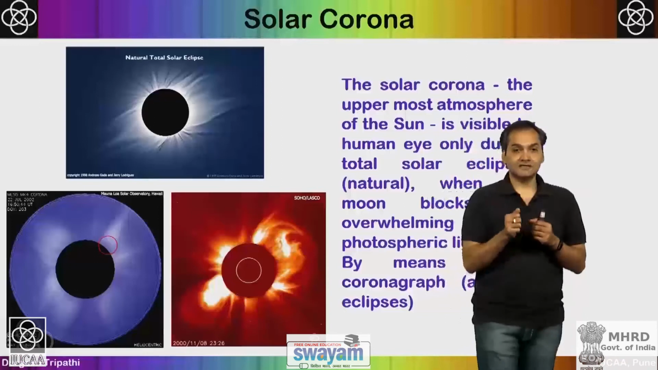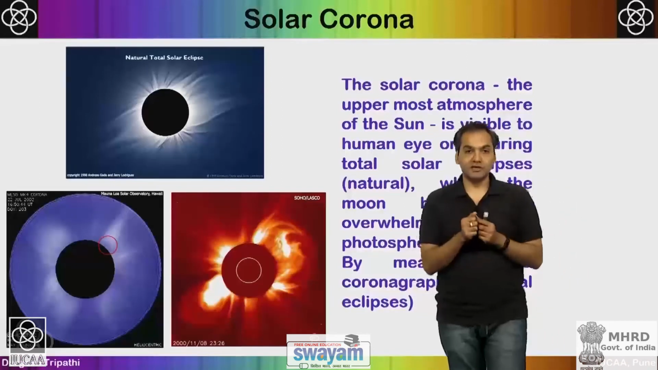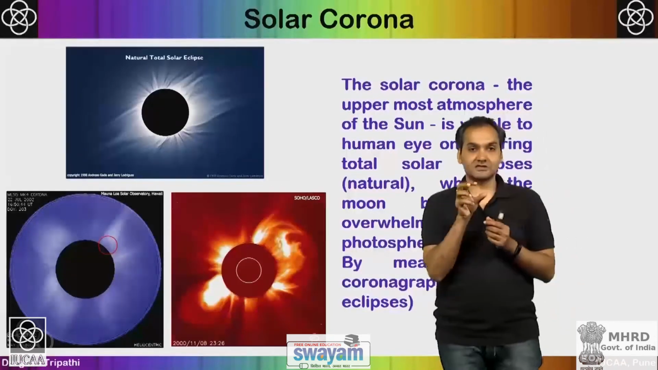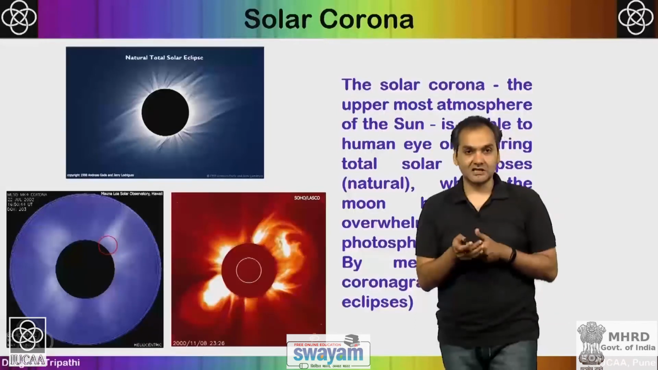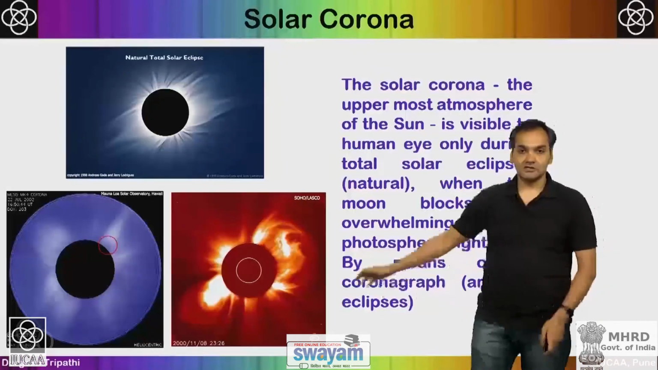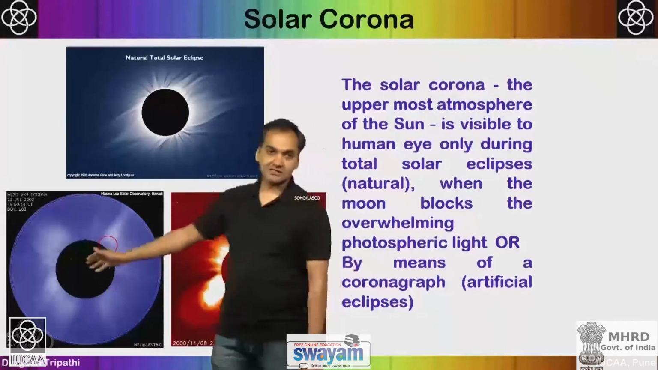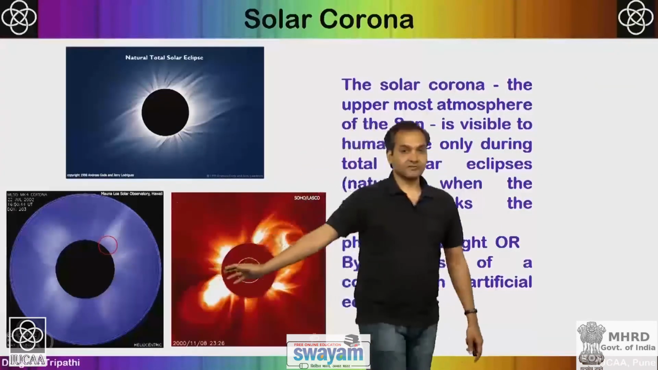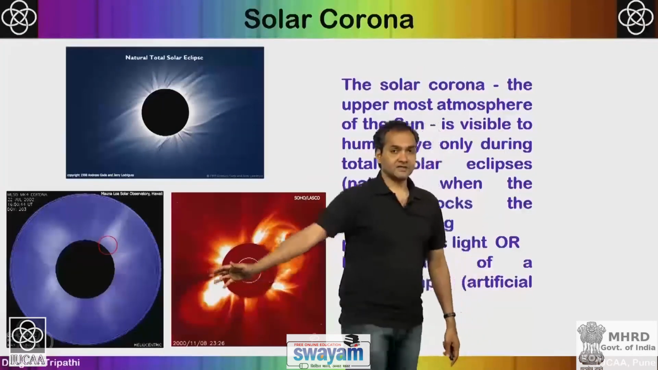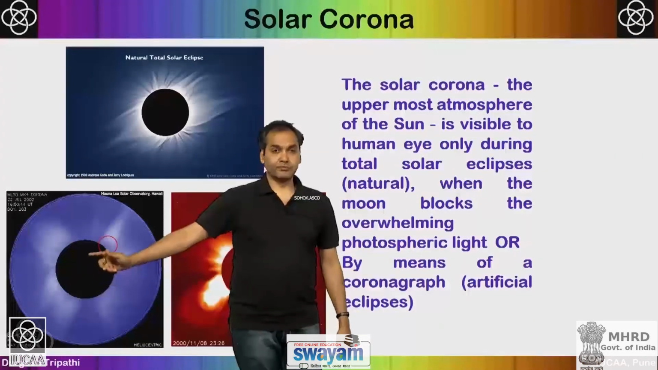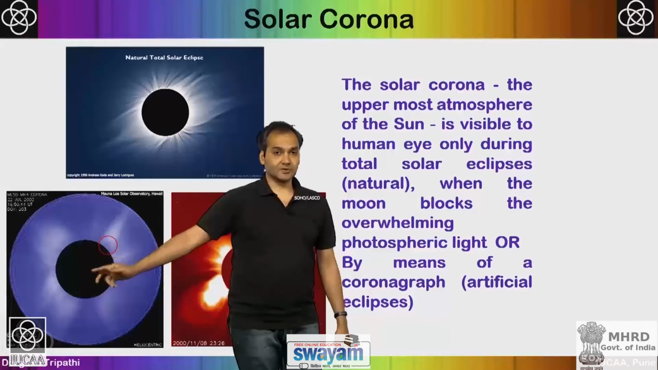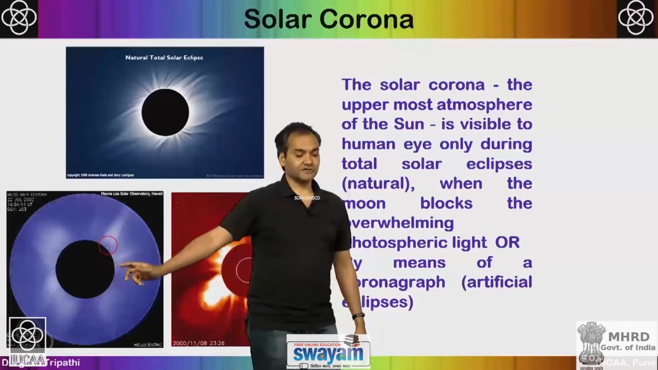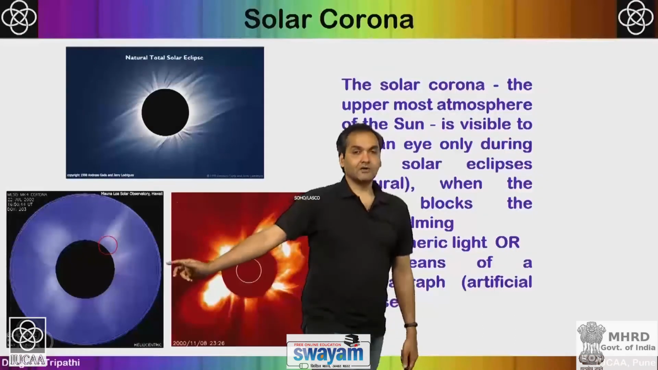You can create a disk which can mimic the moon, and that blocks the solar surface. It has been done from the ground as well as from space. This image is taken from Mauna Loa Observatory in Hawaii, and here the sun's disk is blocked at about 1.05 or 1.1 solar radii.